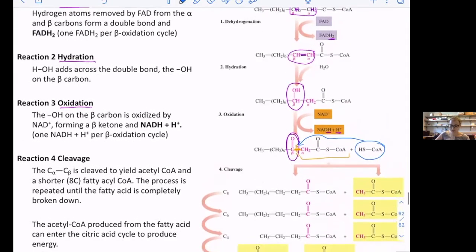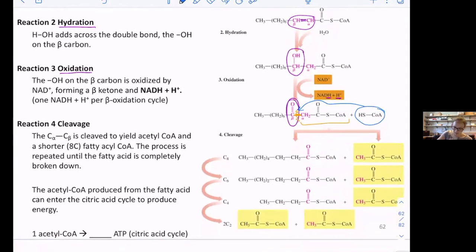Now, let's say you started with 10 carbons. Now you're at 8. If you do the whole 4-step process again, then you get down to 6, 4, and then 2. And at that point, you have your 2 acetyl-CoAs that can both go into the citric acid cycle. Each acetyl-CoA undergoes the citric acid cycle and produces 10 ATP, if I remember correctly. Yep, so we'll get 10 ATP out of each acetyl-CoA produced in this process.